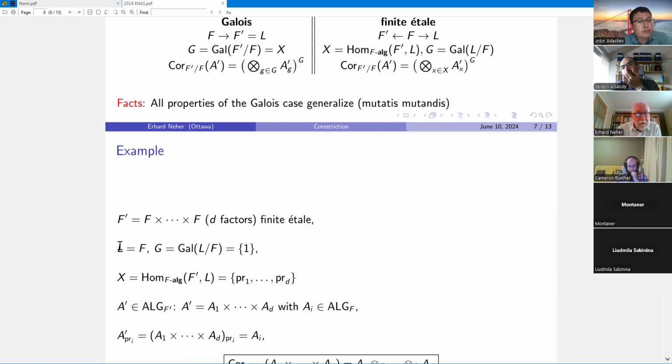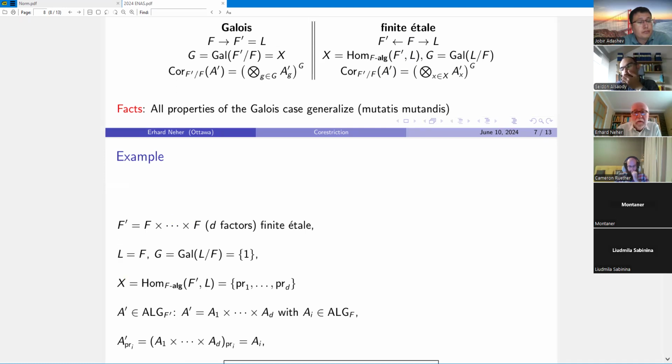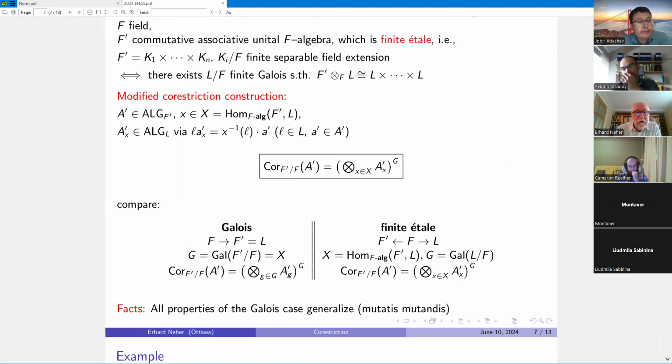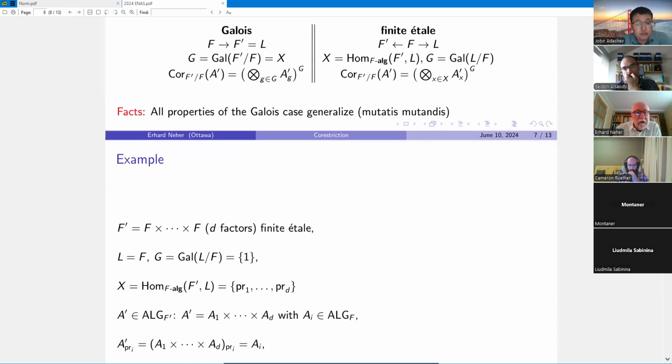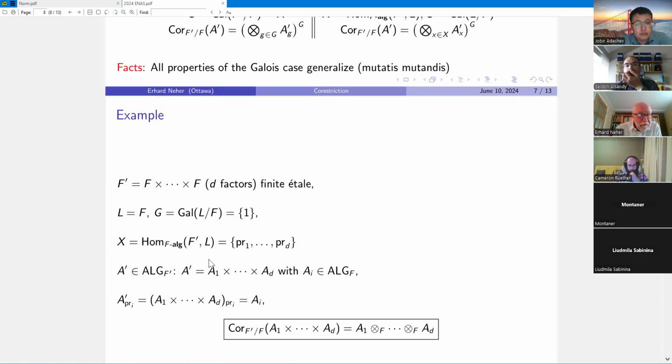So in this example, our L, in the general setting here, this L now can be taken as the base field F. The Galois group then is just a trivial group. And the F-algebra homomorphisms from the split finite étale extension to L are just the projection maps. You project from factor F to itself.